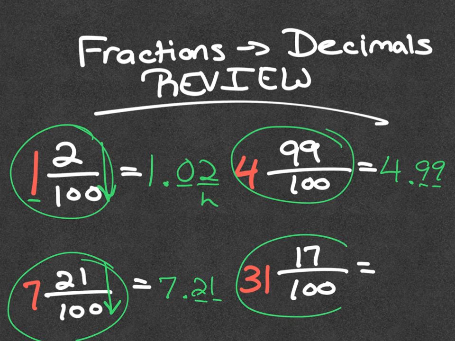Finally, we're going to read this mixed number. We have 31 and 17/100ths.